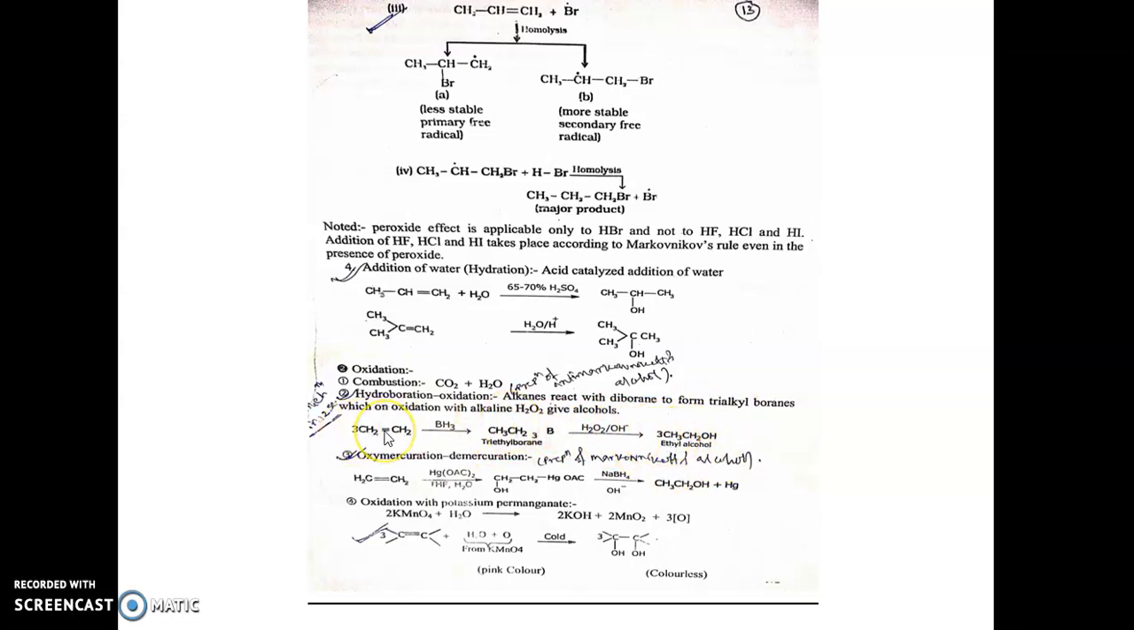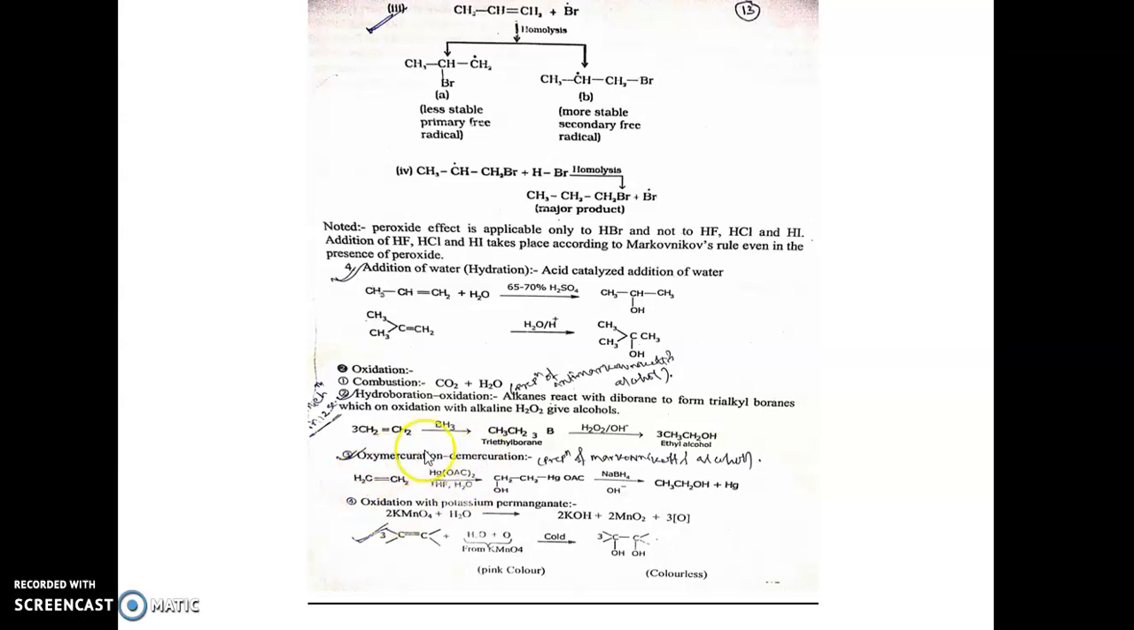Okay, and keep remembering in your mind that hydroboration oxidation reactions always involve three molecules of ethylene. Okay, three molecules of ethylene. Hydroboration oxidation always involves three molecules of ethylene. That thing you must remember, right?